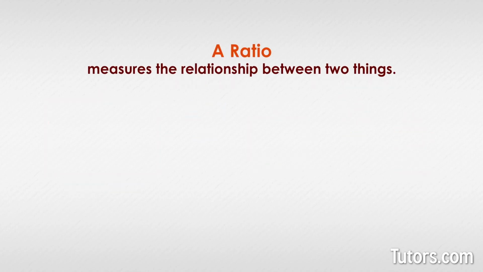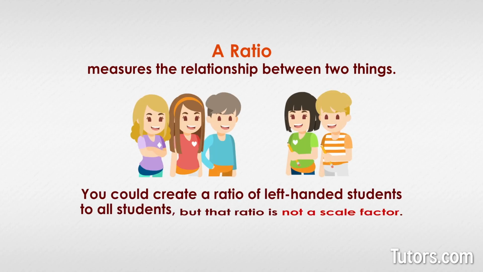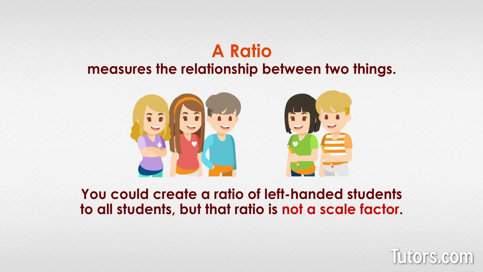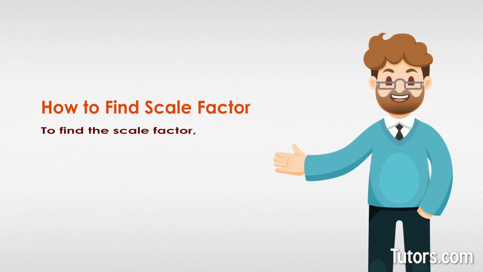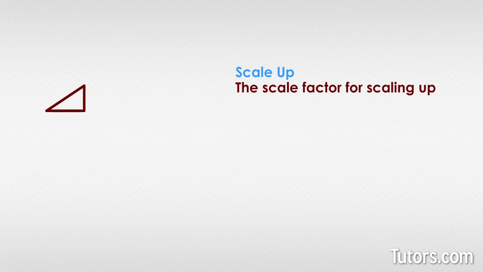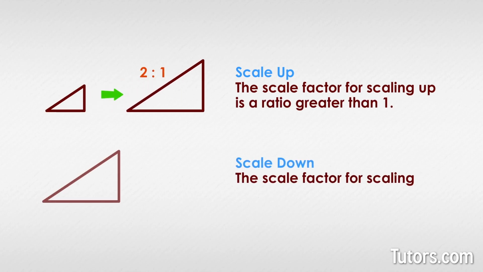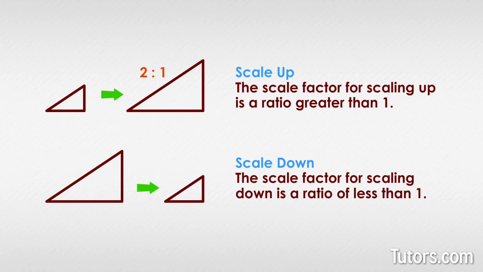A ratio measures the relationship between two things. You can create a ratio of left-handed students to all students, but that ratio is not a scale factor. To find the scale factor, you first decide which direction you are scaling. The scale factor for scaling up is a ratio greater than 1. The scale factor for scaling down is a ratio of less than 1.